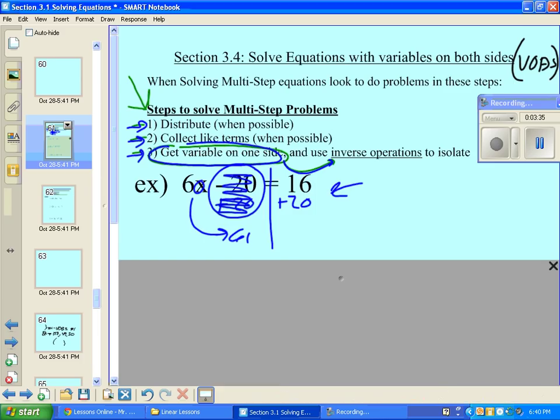I would bring the 6x down, and I have 16 plus 20 would equal 36. But I guess the main part that I want us to remember is right here, how we can sometimes manipulate numbers. I can just subtract some numbers to get them away from one side or eliminate them from one side, and that will move them all to the other side then. So kind of keep that in mind as we go into the next problem.